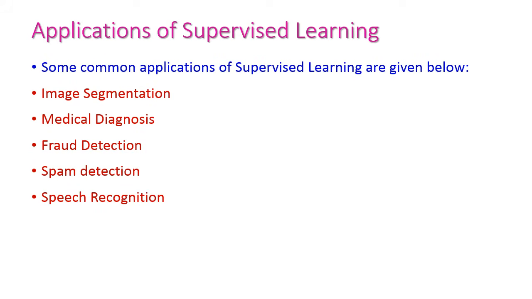Now let us see some of the applications of supervised machine learning. In supervised machine learning, the output will be very accurate because we are using only the labeled dataset. Hence the applications are also very huge. The first ones are image segmentation, medical diagnosis system, fraud detection, spam detection, speech recognition, etc. Here the outputs are very sensitive, and in those sensitive areas we can easily use supervised machine learning systems.